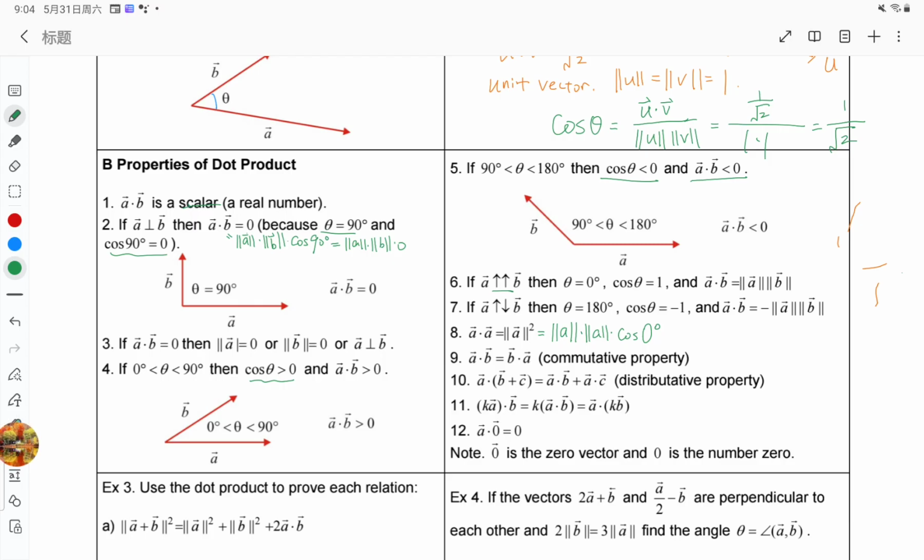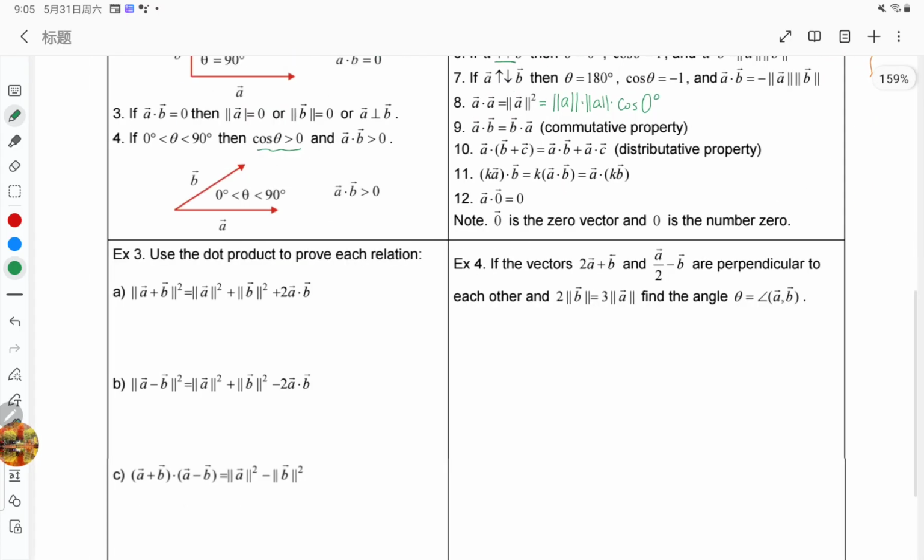Yeah, and then commutative means you can switch them. Distributive, break the bracket is fine. Scalar is fine. Scalar times k is fine. And then a inner product 0 is 0. Yeah, and this is just norm square.